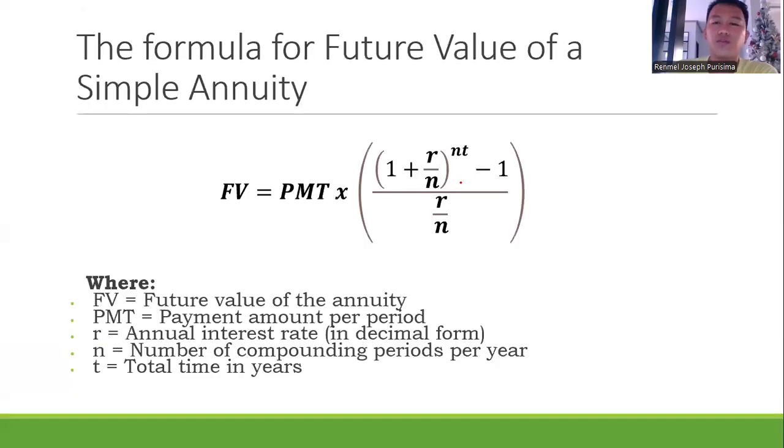The formula for the future value of a simple annuity is FV is equal to PMT times the quantity (1 + r/n)^(nt) minus 1, all over r over n. Where FV is the future value of the annuity, PMT is the payment amount per period, r is the annual interest rate in decimal form, n is the number of compounding periods per year, and t is the total time in years.